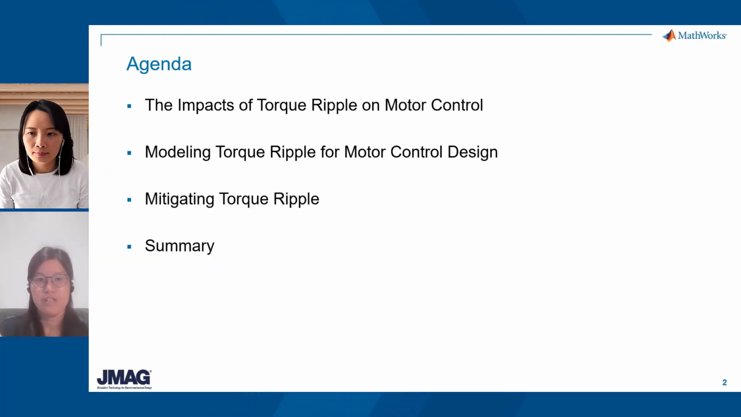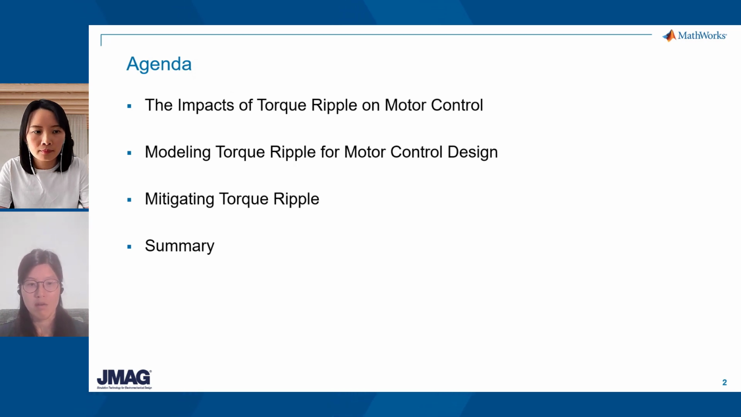So here's today's agenda. First, we will talk about why we are doing this webinar, and then the impact that torque ripple brings to motor drive systems. Then we will talk about modeling the torque ripple for motor control design. Here we discuss how we can integrate the lookup table file from the FEA into a system-level simulation like MATLAB Simulink. Afterward, we demonstrate how we can implement a control strategy to mitigate torque ripple using a motor plant model with spatial information from the FEA. And then, at the end, we will summarize our discussion.